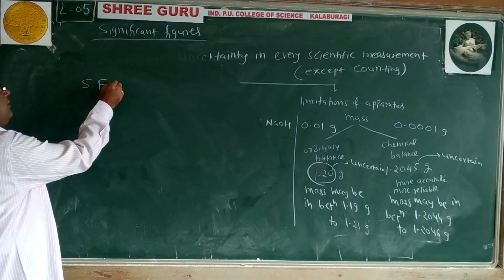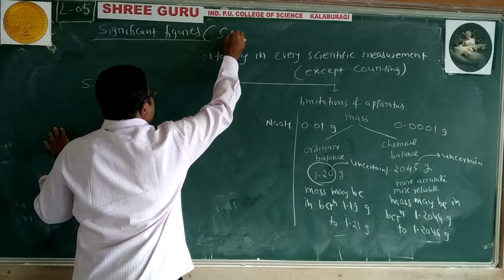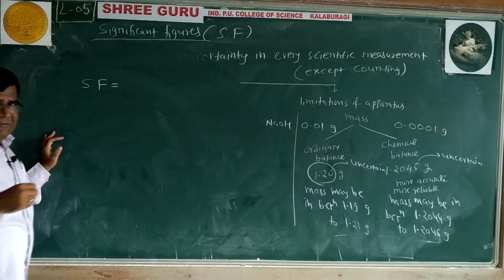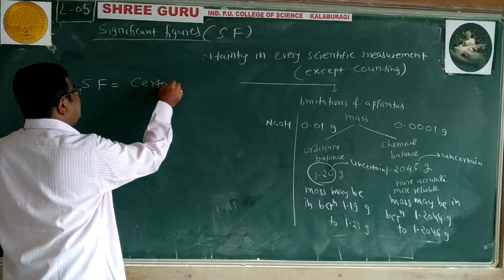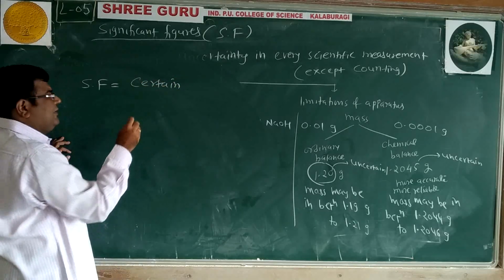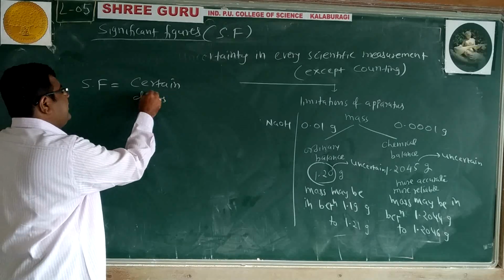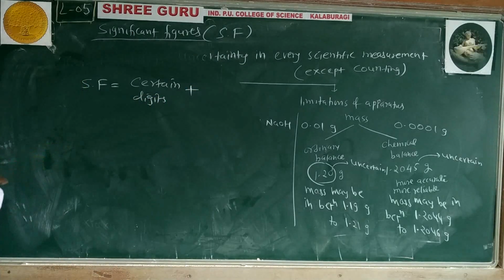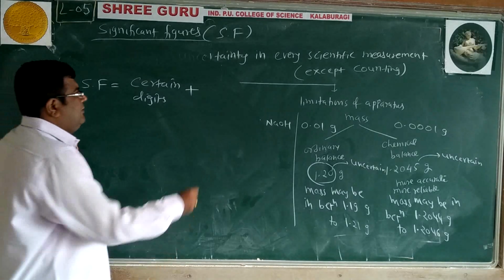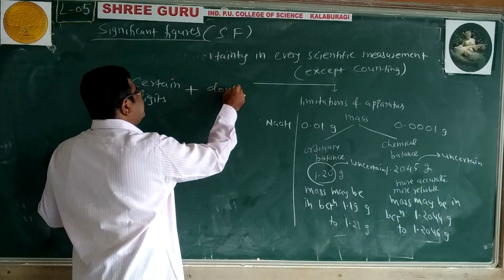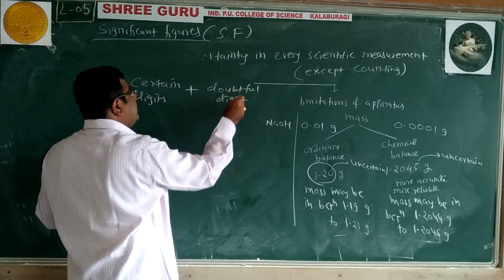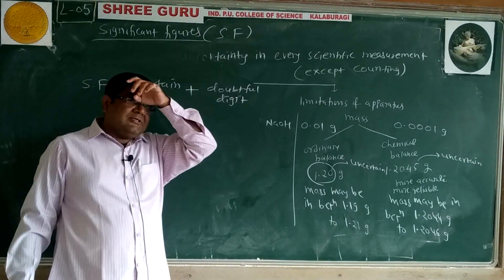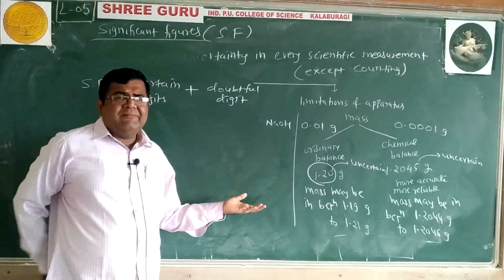I will write SCF now, because again and again when we use the words significant figures, I will not write them all out. So significant figures is equal to certain digits. Certain means which are not uncertain, which are fixed, which are accurate, plus 1 last doubtful digit. Why are we keeping this doubtful digit in the result? Because it has to be kept. There is no other way.